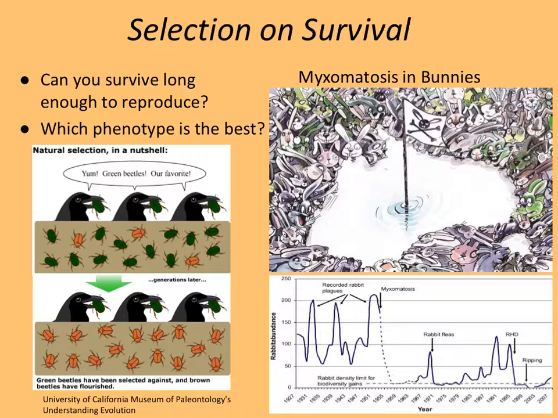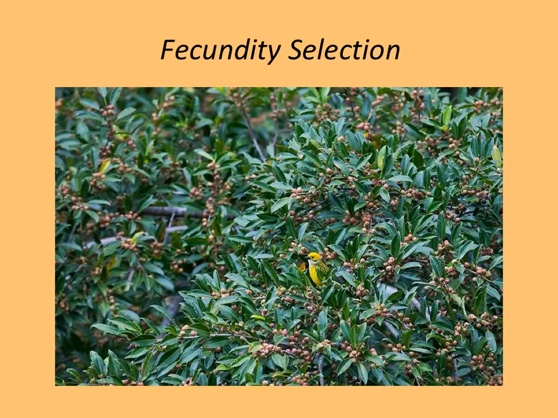Okay, this is where we left off. So I mentioned selection on survival. In other words, selection on survival is how well an organism, an individual, actually survives with the traits that it has. Remember, you're kind of dealt the hand that you're dealt.